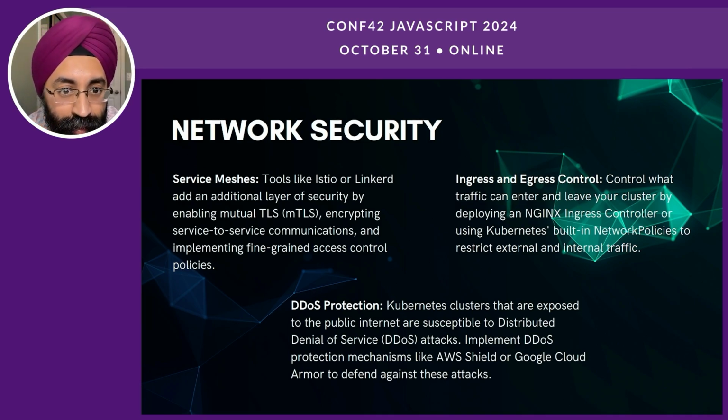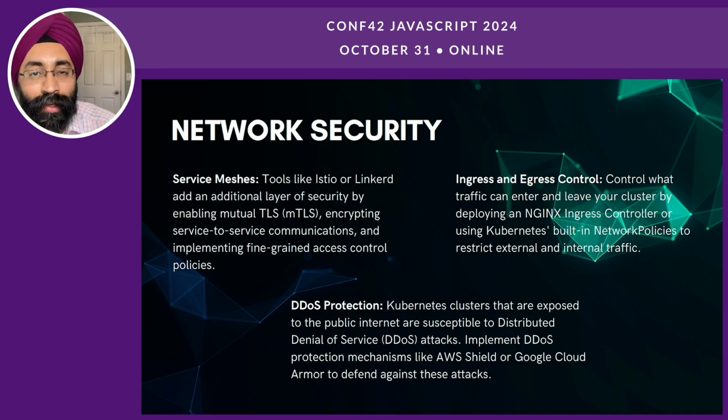They encrypt the service-to-service communication, and they make sure that there's very fine-grained access control given to the user. So they also use RBAC policies on the Istio level, and they make sure that the communication is very secure. So one is using service mesh on your network. Second is, you can use ingress and egress control. So you can control what traffic can enter and leave your cluster by deploying an Nginx ingress controller, which is a very common ingress controller.